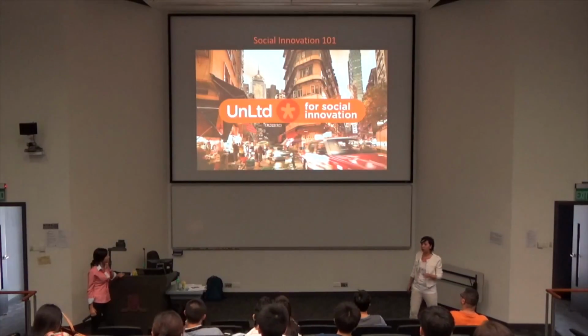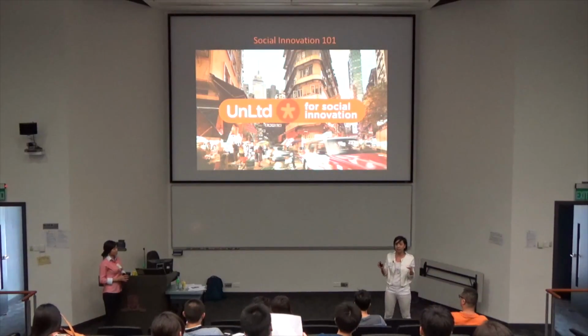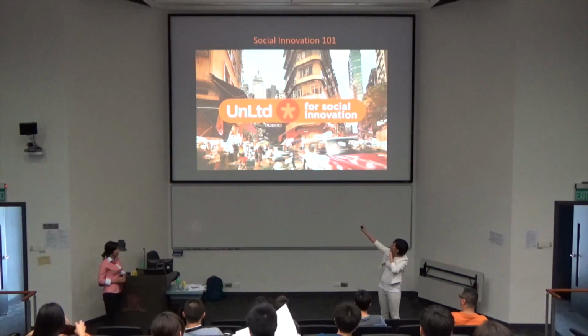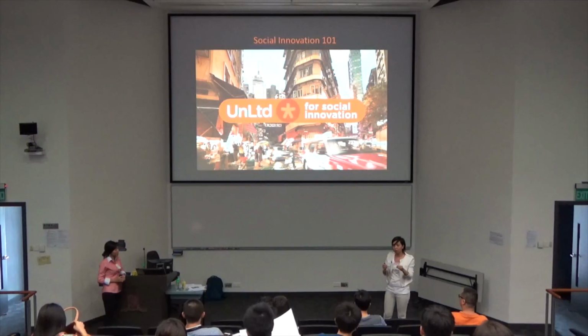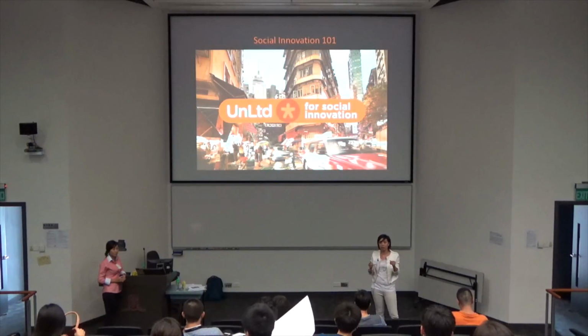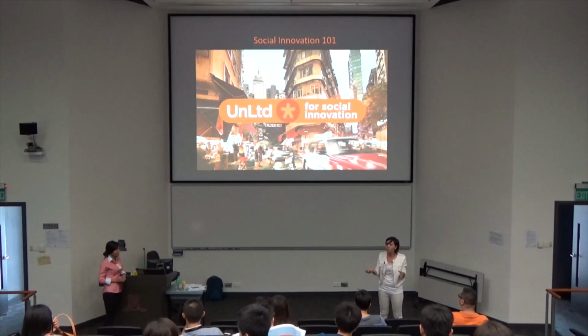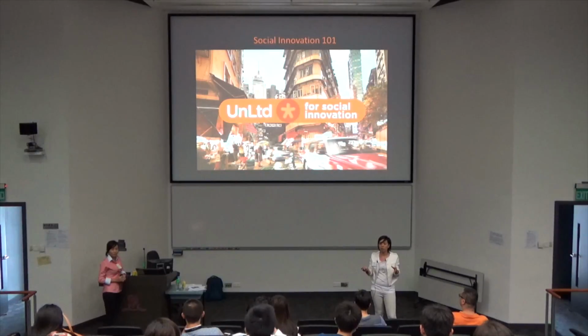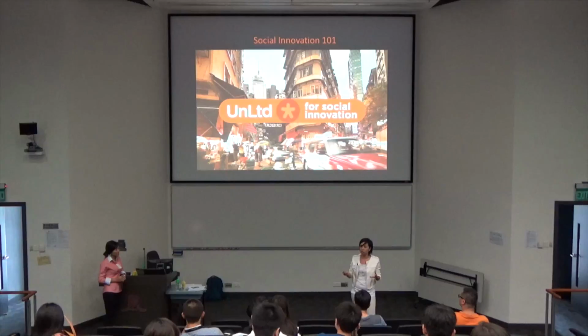I'll go back to this picture. A lot of people think of Hong Kong as a major financial center, but there's a reason why, when we thought of the branding of Unlimited, we chose this picture. Unlimited is all about supporting street-level wisdom. We want to empower normal people, ordinary citizens, to create their own grassroots movement and come up with great ideas for social innovation.